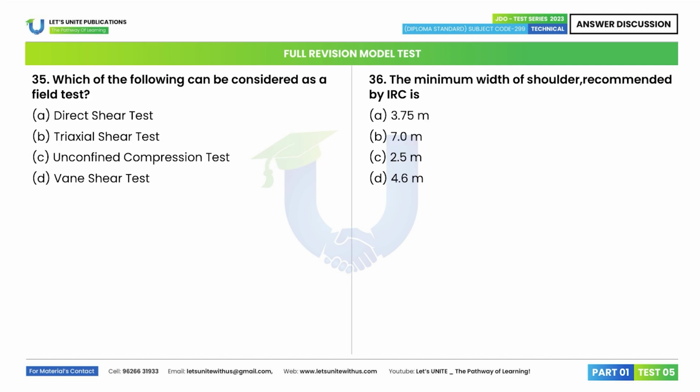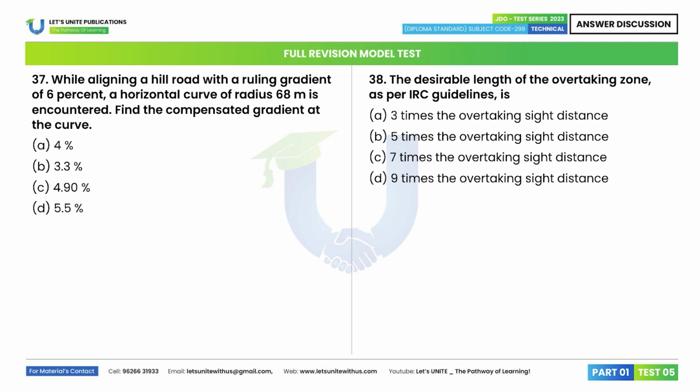Next 35th question. Which of the following can be considered as a field test? Field test pathina Vane shear test. Option D. 36th question. Minimum width of shoulder recommended by IRC pathina 2.5 meter. Option C. 37th question. While aligning a hill road with a rolling gradient of 6%, a horizontal curve of radius 68 meter is encountered. Find the compensated gradient. Idoda answer pathina 4.90. Option C.